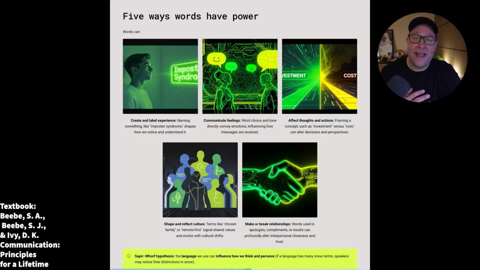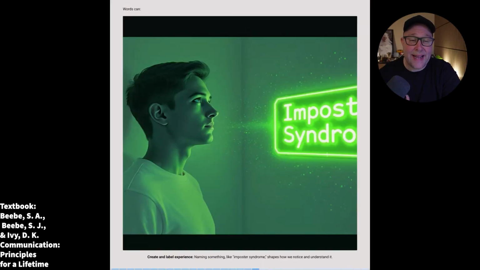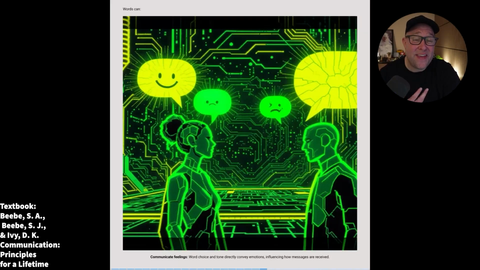The 5 ways words have power. They can create and label experience. They can communicate feelings. They can affect thoughts and actions. They can shape and reflect culture. They can make or break relationships. First, they can create and label experience. Naming something like imposter syndrome shapes how we notice and understand it. They can communicate feelings. Word choice and tone directly convey emotions, influencing how messages are received.